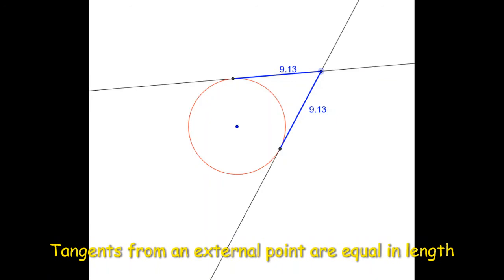This one has got two tangents. Here's another one, meeting up together on the outside of the circle. So two tangents to a circle have the same length, as you can see here.